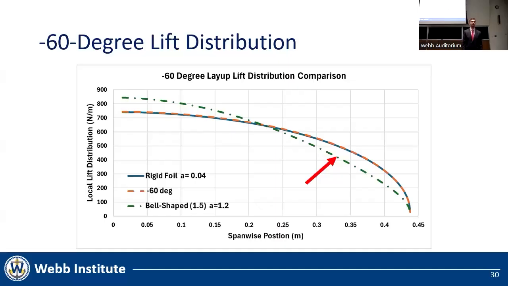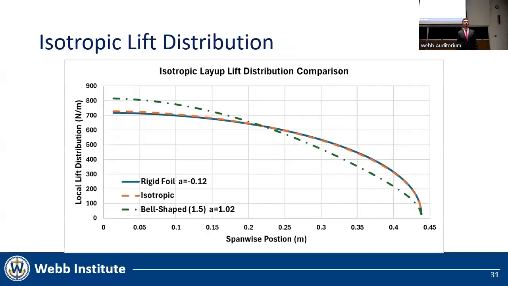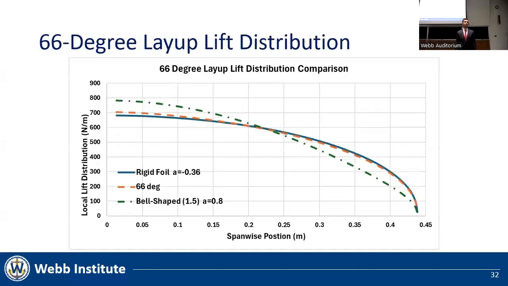The lift distribution of the negative 60-degree ply foil was found to be virtually the same as that of the elliptical lift distribution. For the foil with the isotropic layout, the resulting lift distribution deviated slightly from the elliptical lift distribution, as you can see here and here. The foil with the 66-degree layout showed the greatest deviation from the elliptical lift distribution, since it produced the greatest amount of twist.